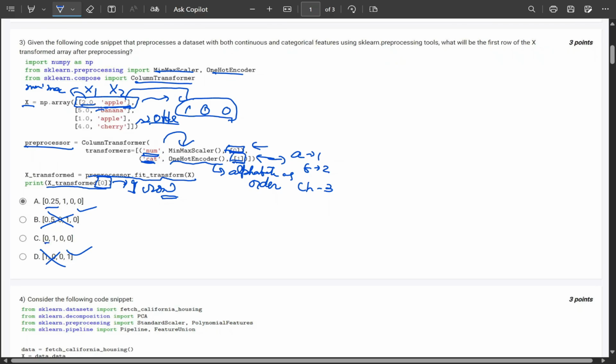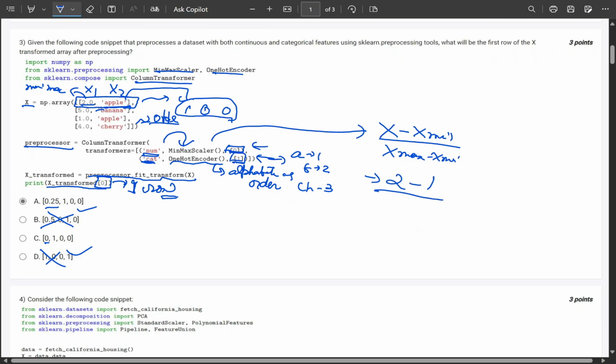So next is min-max scaler. Min-max scaler is (x minus x min) divided by (x max minus x min). Based on this, if we try to convert 2, minus the minimum value, 1, divided by the maximum value, 5, minus the minimum value, again 1, this will be 1 by 4, that's 0.25, right? So 0.25. This is our answer.